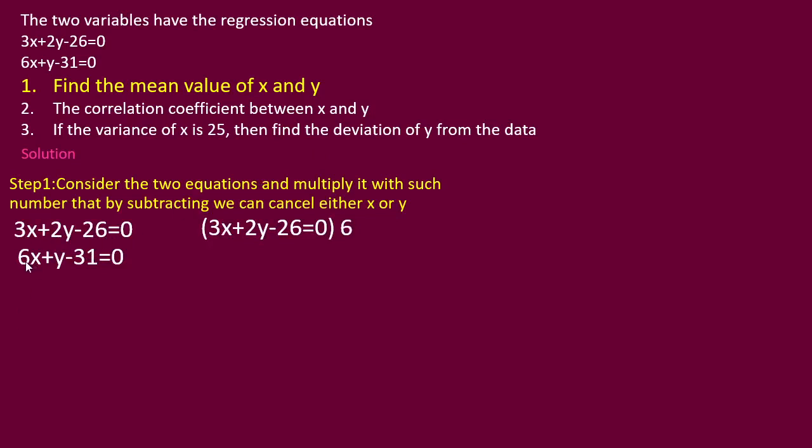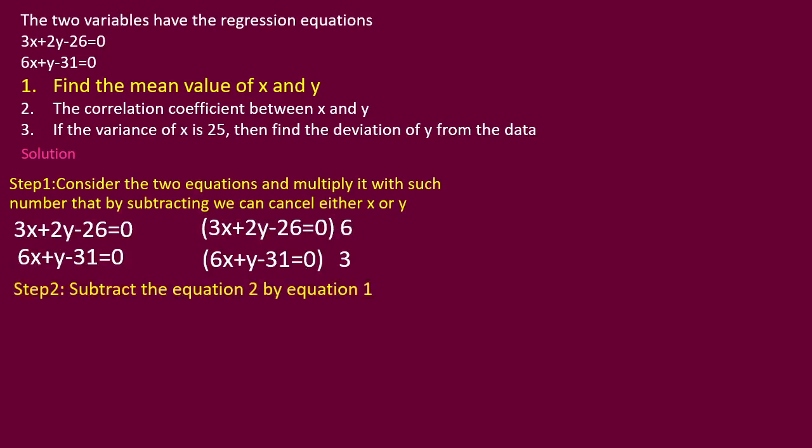The coefficient of x is 6, so I'll multiply the first equation by 6. And I'll consider the second equation, 6x plus y minus 31. Here we are going to cancel x, so I should consider the coefficient of x in the first equation. The coefficient of x in the first equation is 3, so I should multiply the second equation by 3.